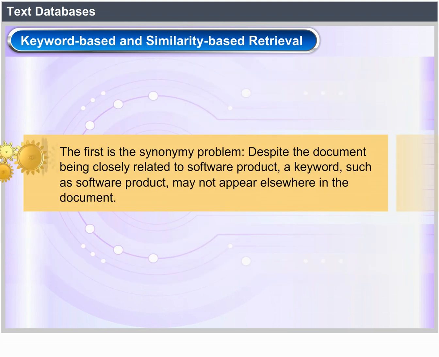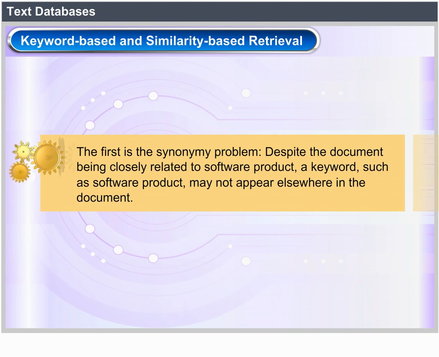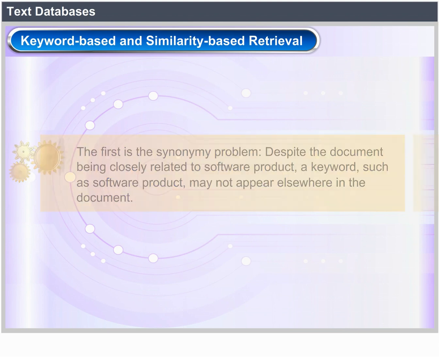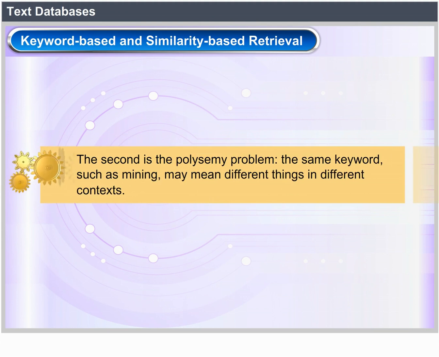A keyword such as software product may not appear anywhere in the document, even though the document is closely related to software product. The second is the polysemy problem. The same keyword, such as mining, may mean different things in different contexts.